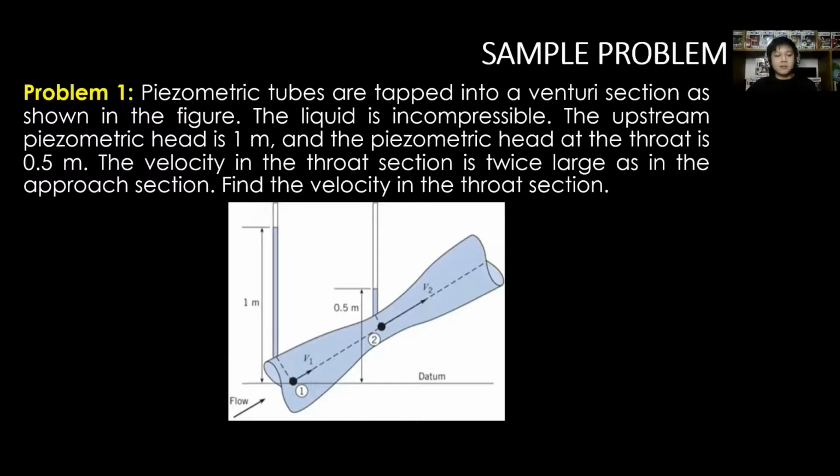For problem number 1, piezometric tubes are tapped into a venturi section as shown in the figure. The liquid is incompressible. The upstream piezometric head is 1 meter and the piezometric head at the throat is 0.5 meter. The velocity in the throat section is twice as large as in the approach section. Find the velocity in the throat section, or that is V sub 2.